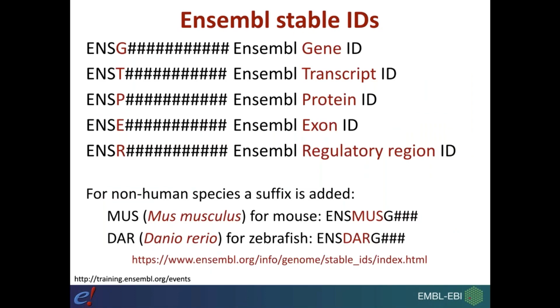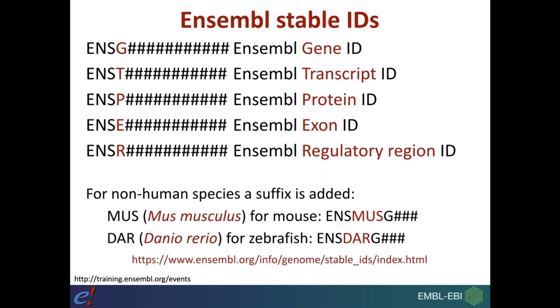Okay, so now a little bit of background about our system of stable IDs that we use. If you have worked with a gene over a long time, sometimes it happens that your gene name changes, and this is a problem. To circumvent this problem, there's a system of stable IDs. These are exactly what they say. They are stable, they don't change over time, and they're also unique.